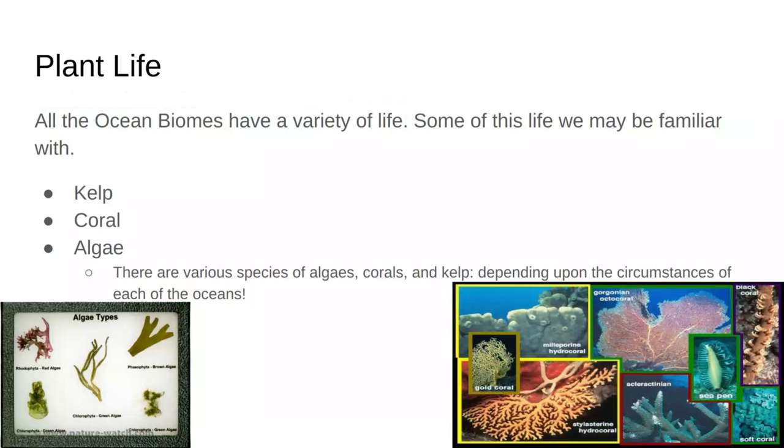And here we have plant life. All ocean biomes have a variety of plant life. And going back to our previous examples, kelp and coral and algae, take notice there are also various species of all of these. So depending upon the circumstances of each ocean, not every ocean is going to have the same type of coral in it. Maybe the Atlantic Ocean has a different coral than the Pacific Ocean. Or what about the colder oceans? Can they even support coral? Think about that. Find the research for it.